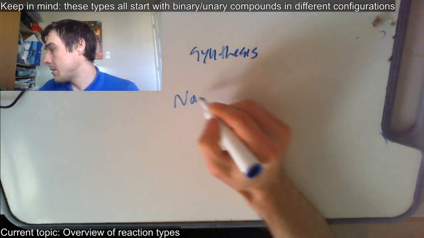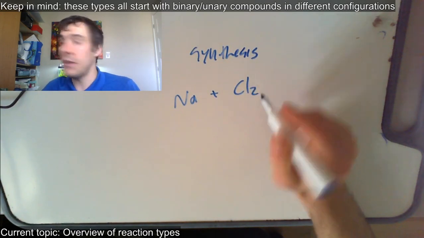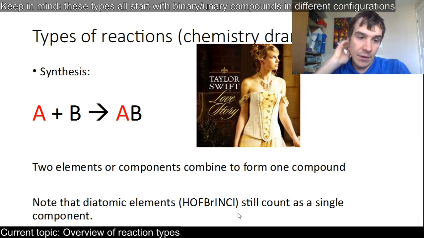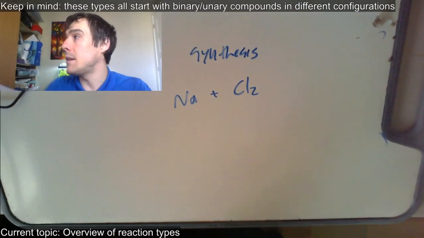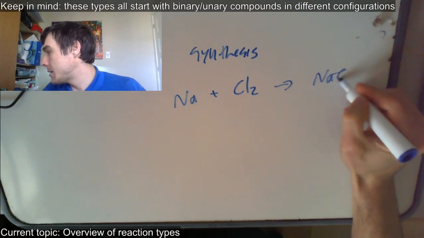So, synthesis. For example, we take sodium and we add chlorine. Note that chlorine is a Hofbrinkel element. The Hofbrinkel elements, these ones, HOFBrINCl, form diatomics in nature. So that's where the 2 comes from. And that'll make NaCl.